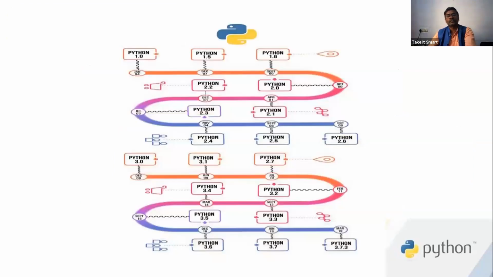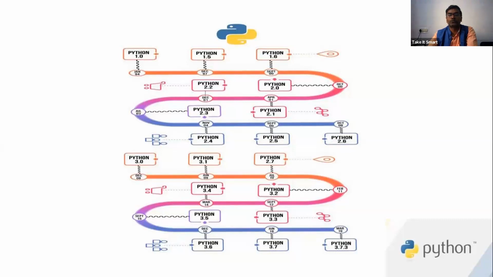So here are the versions of Python. It started in 1994 with 1.0, then 1.5 in 1997, 1.6 in 2000, and then 2.0 came, 2.1, 2.2, 2.3, 2.4. So many versions have come, and 3.0.